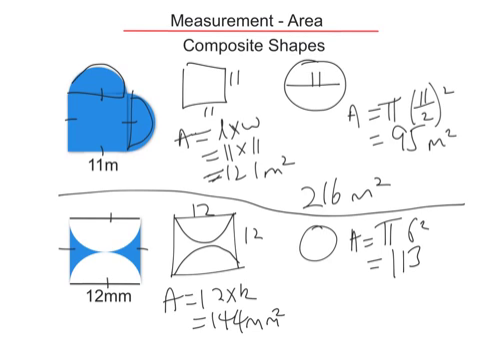So the answer to that's going to be 113 square millimetres. We need to subtract these two numbers because the circle is a hole in the square and it's been taken away. So the total area is going to be 144 minus 113, which is 31 square millimetres.